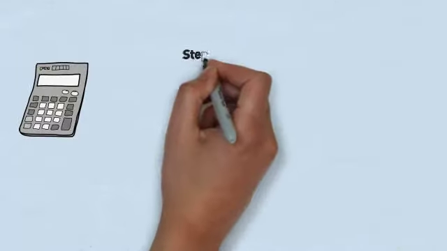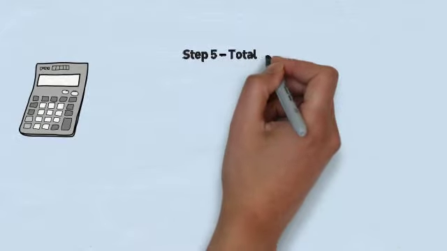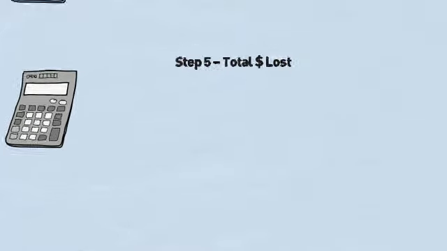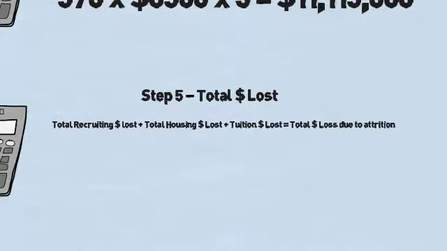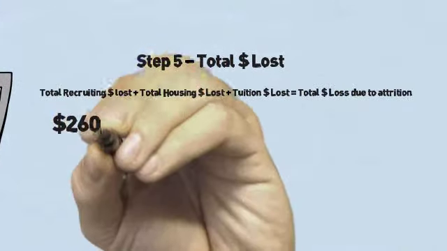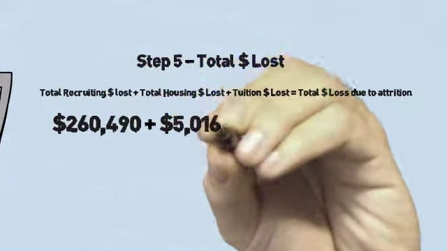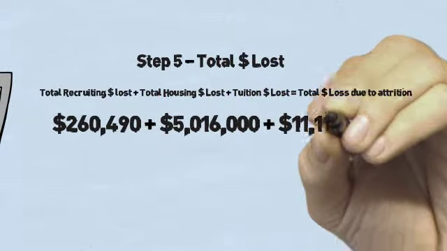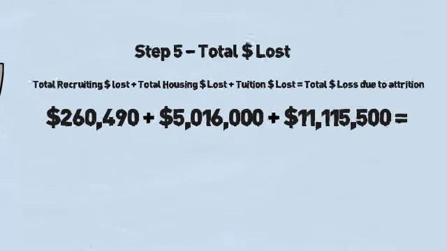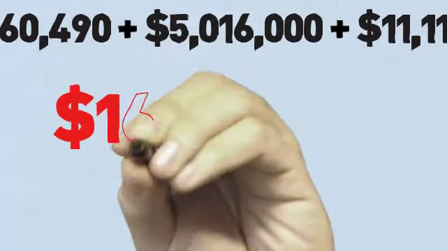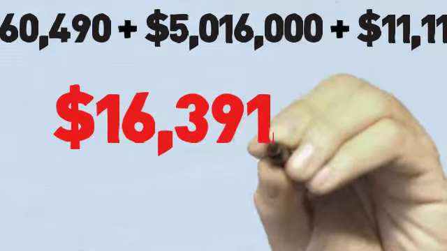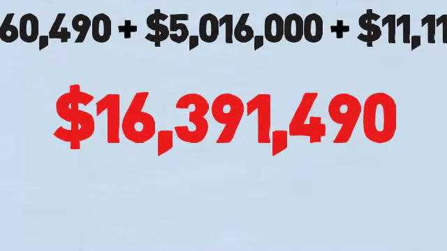Step 5, and our last step, is to do a grand total: take all of the previous calculations and find out what our total amount is. So we take our total recruiting dollars lost, our total housing and dining dollars lost, and our tuition lost. For Stone State University, this would calculate out to $16,391,490.